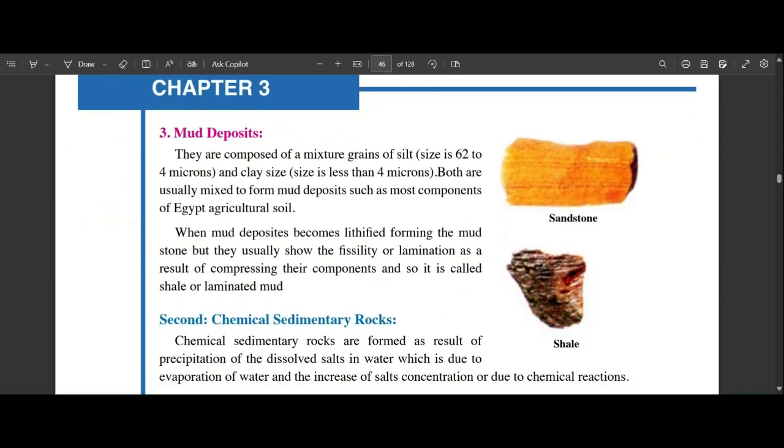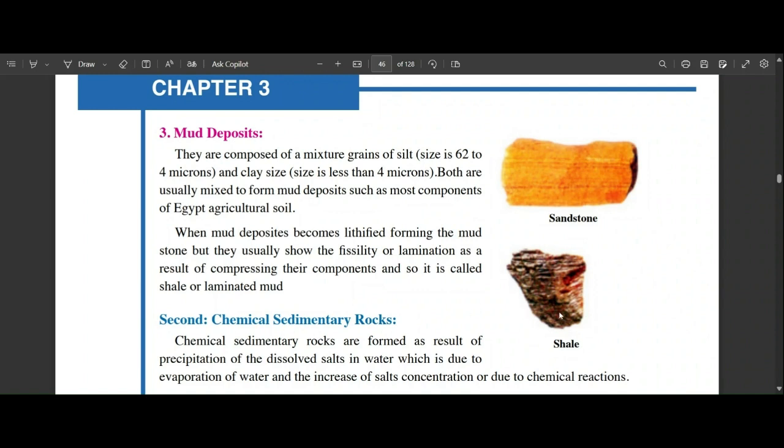Three, mud deposits. They are composed of a mixture of grains: silt size is 62 to 4 microns, and clay size is less than 4 microns. Both are usually mixed to form mud deposits, such as most components of Egypt's agricultural soil. When mud deposits become lithified, they form mudstone, but they usually show fissility or lamination as a result of compressing their components, and so it's called shale or laminated mud.